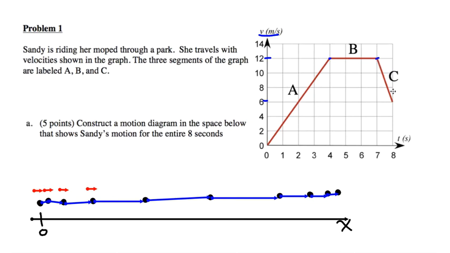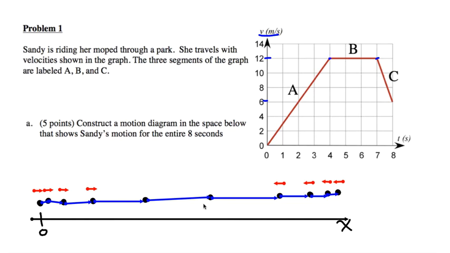Alright, well now let's look at segment C. Let's skip to the end. During segment C, we said she slowed down. So the rule if something is slowing down is that acceleration is opposite the velocity. So our acceleration arrows in this last part are pointed in the negative direction, the opposite direction of the motion.